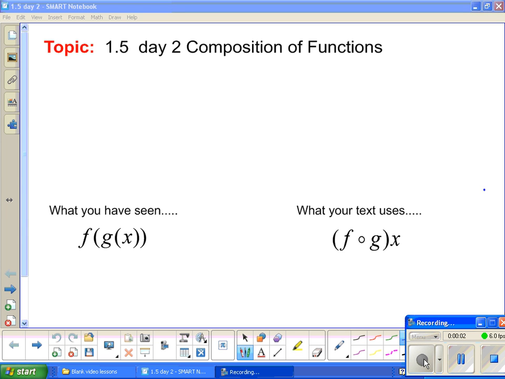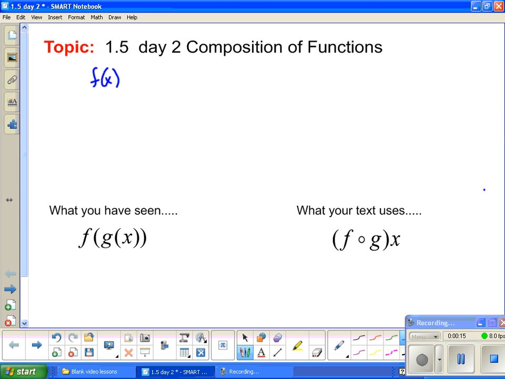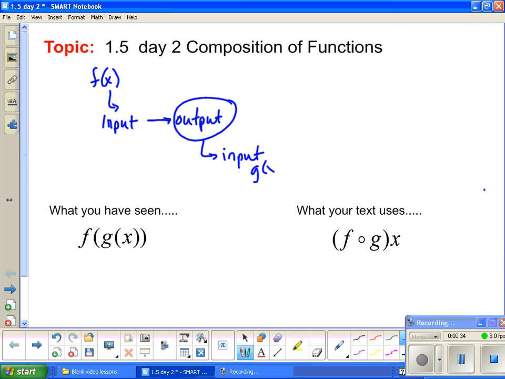All right, we're looking at 1.5, day 2, composition of functions. Basically what it means is putting one function within another. So if I have the first function, f of x, and I have an input, from that input, I then get an output. This output now becomes the input for, let's say, a second function, g of x, and then I would have an additional output at the end.